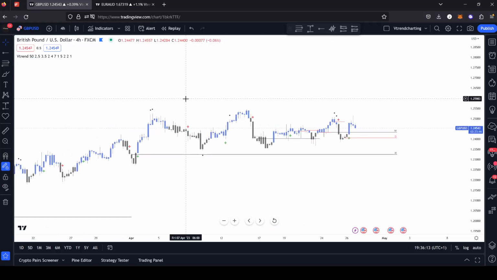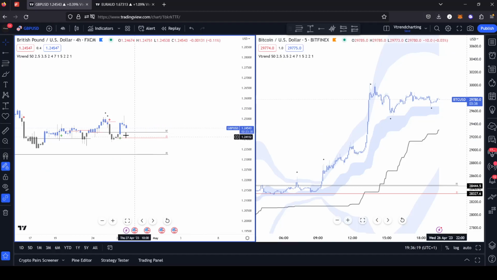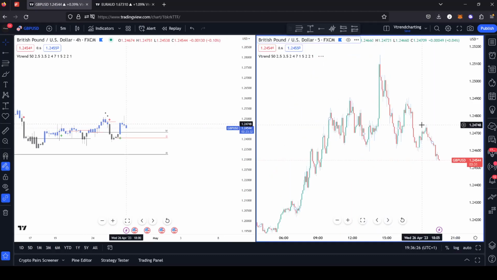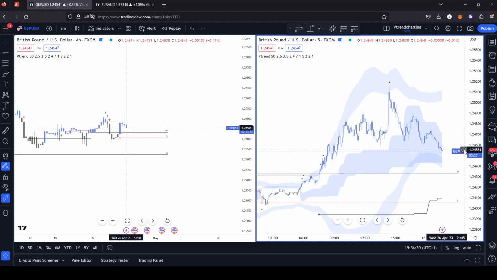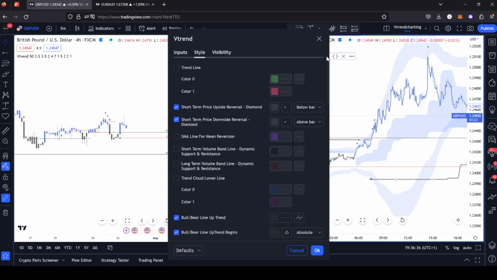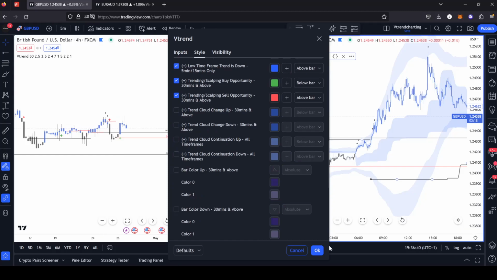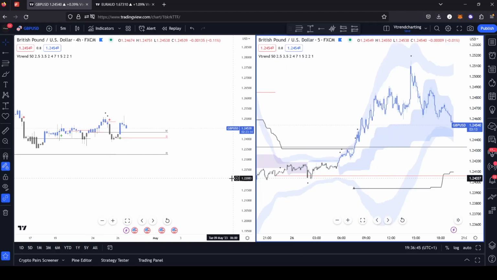I look at both the high time frame and low time frame on the split screen. Let's load up this, change it to GBP. For some reason, low time frame is not showing up. There we go. Okay.